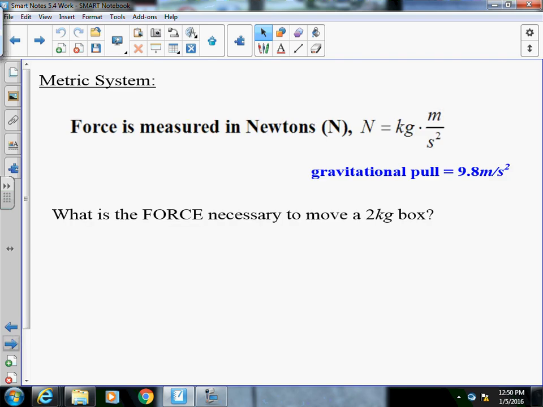Force is measured in newtons in the metric system. A newton is the same thing as a kilogram times a meter per second squared. Our gravitational pull, which I mentioned earlier, is 9.8 meters per second squared.